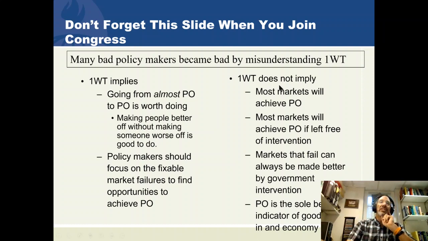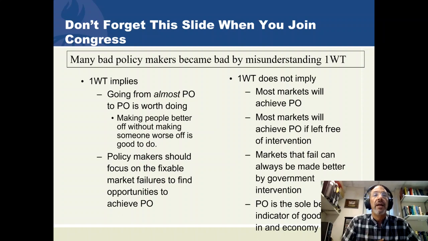The first welfare theorem suggests that going from almost Pareto optimal to fully Pareto optimal is definitely worth doing. It's totally a good thing to fix a nearly Pareto optimal situation, because you're going to make people better off without making someone worse off. Go for it. It implies that you probably should focus on the fixable market failures, because if you find somebody who's not able to trade in an economy and there's stuff that people want from that person, it's win-win. Let the person trade, which is one of the market failures that economists often fix.